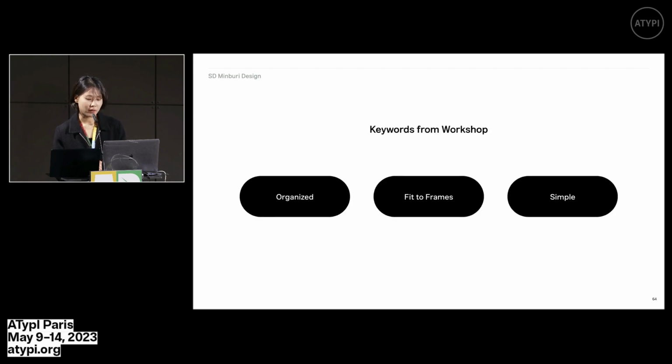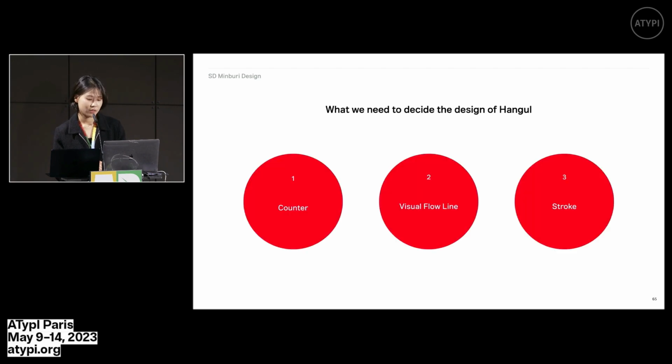In the previous part, we talked about insights we gained from UI/UX workshops. After that, we started drawing Hangul first, and then we designed the other scripts. To design the font, we considered three things in general. First, counter, second, a visual flow line, and third, stroke.